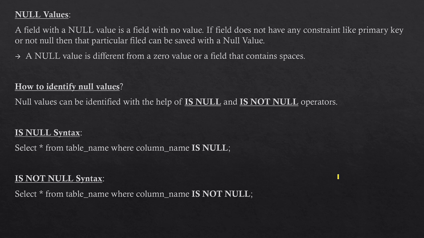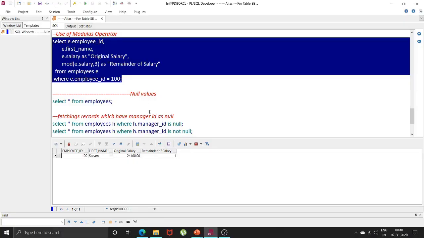Null values can be identified with the help of IS NULL and IS NOT NULL operators. For IS NULL, we have the syntax: select star from table name where column name is null. For whatever column you define as IS NULL, you will get only the records where you have null values, and if you define it as IS NOT NULL, you will get all the rows where you do not have null values. So let us see how null values work in SQL.